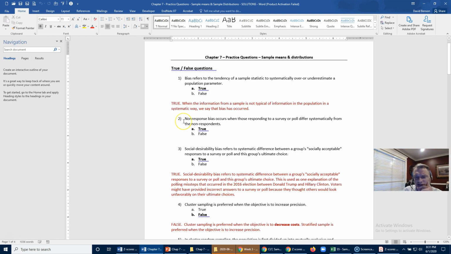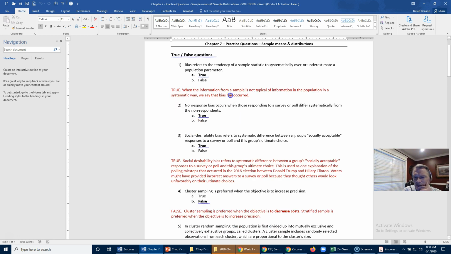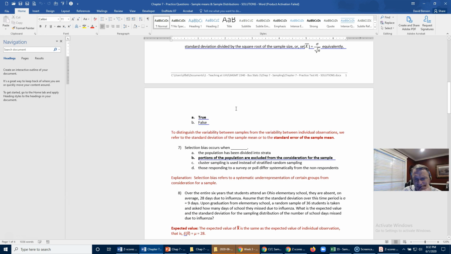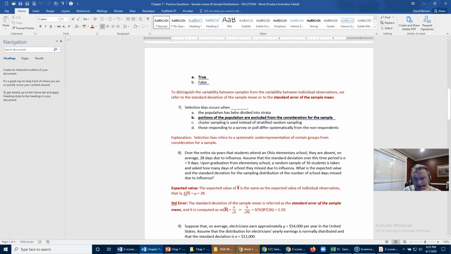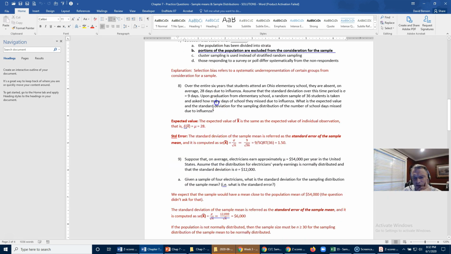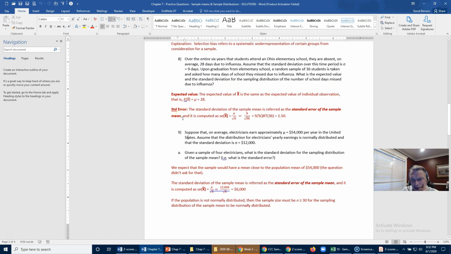So I've given some true false ones that are similar to what you would get in the quiz, right? I consider selection bias and non-response bias to be very similar. But then questions 8 and 9, 9 is going to give you a whole bunch of questions. And so you'll just recall that the standard error here is sigma divided by square root of n.